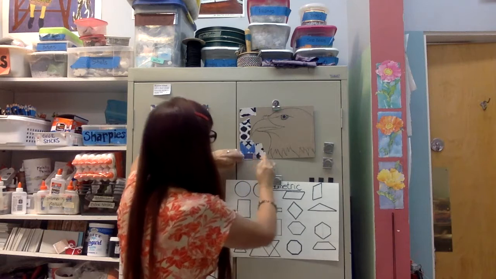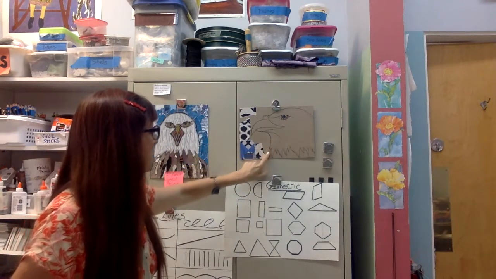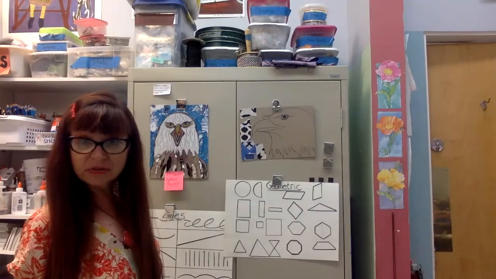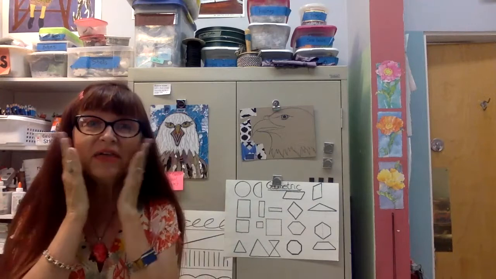And then if you want, you can also do some collage elements for the feathers, okay? Let me see if I have any brown paper. Now, if you don't have brown paper, don't worry about it. Just make your feathers down here darker than the face.